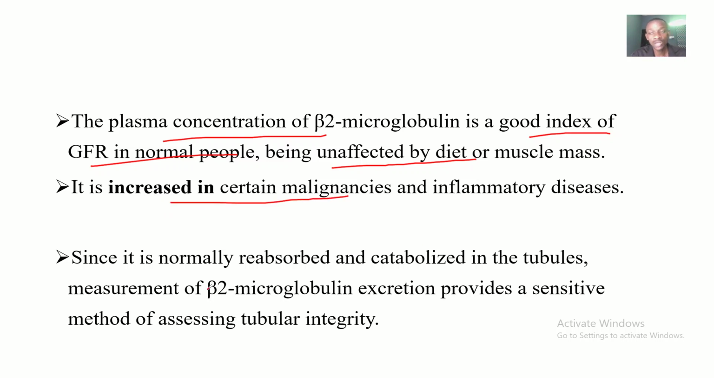Now, the main point: since this protein is normally totally reabsorbed and catabolized in the tubules, measurement of beta-2 microglobulin excretion provides a sensitive method of assessing tubular integrity. This protein is meant to be reabsorbed in the proximal convoluted tubule. If you find it excreted in urine in excessive amounts, then definitely you know that there's a problem with the renal tubules.